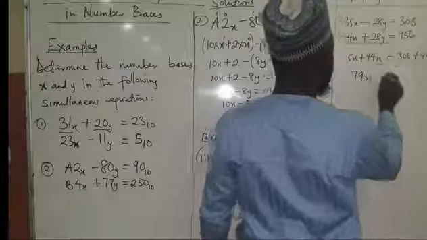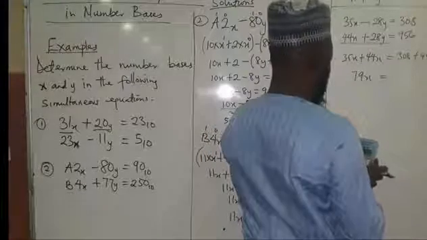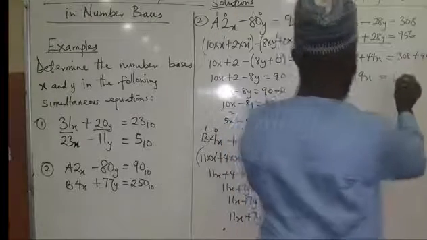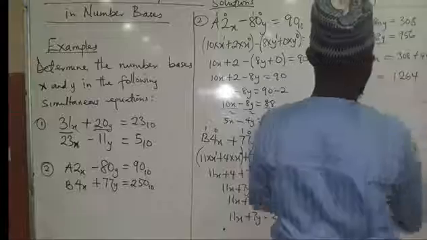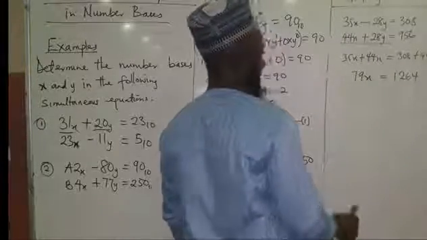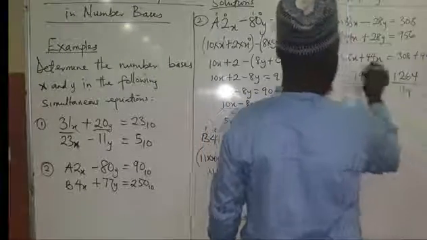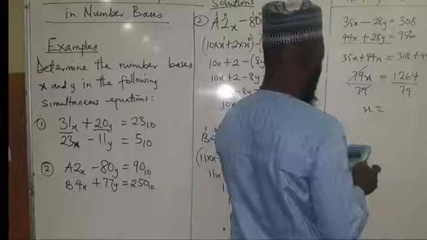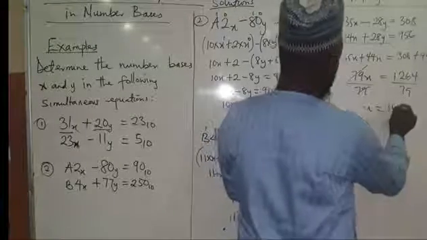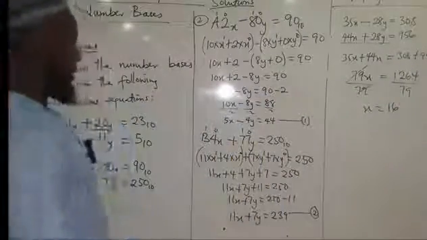So this gives 79x equals 308 plus 956, which is 1264. So the next step is to divide both sides by what? By 79. Divide both sides by 79. This cancels this. Then x equals 1264 divided by 79, and that gives us what? 16. So which means x here is 16.